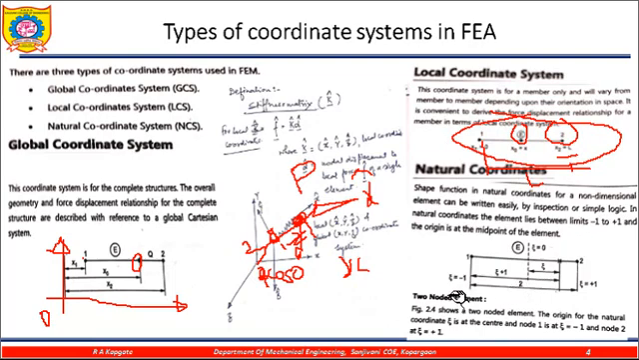In the natural coordinate system, xi is between -1 and +1. So if this is the 0, and this is my point of reference, xi is 0 here. This is the point of reference, and I could say this is q, the point where I need to calculate. Now we are interested to find out the relation between these two parameters, the natural coordinate system and the global coordinate system.